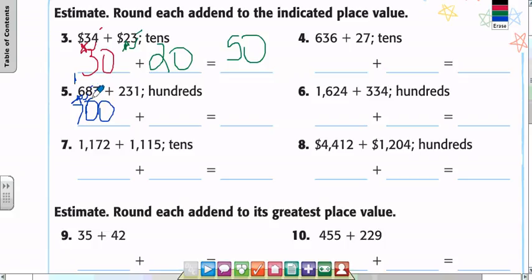So now round 231 to the nearest hundreds. What number is in the hundreds place? 2. Looking over to the right, what does the 3 say? So the 2 stays the same. And replace the other numbers with? 0. Right? So 700 plus 200 would be 900.